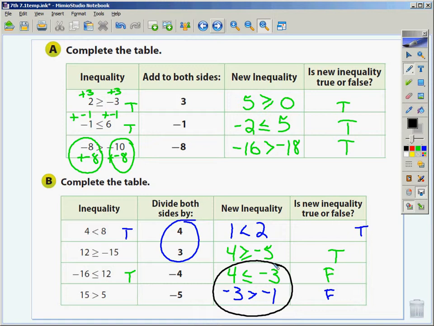If this said 4 is greater than or equal to a negative 3, that would be a true statement. If this said a negative 3 is less than a negative 1, that would be a true statement. The only thing different between an equation and an inequality comes when you're multiplying or dividing by a negative number. When you multiply or divide by a negative number, what are you going to have to do to that inequality symbol? Switch it. Flip it around. Okay?